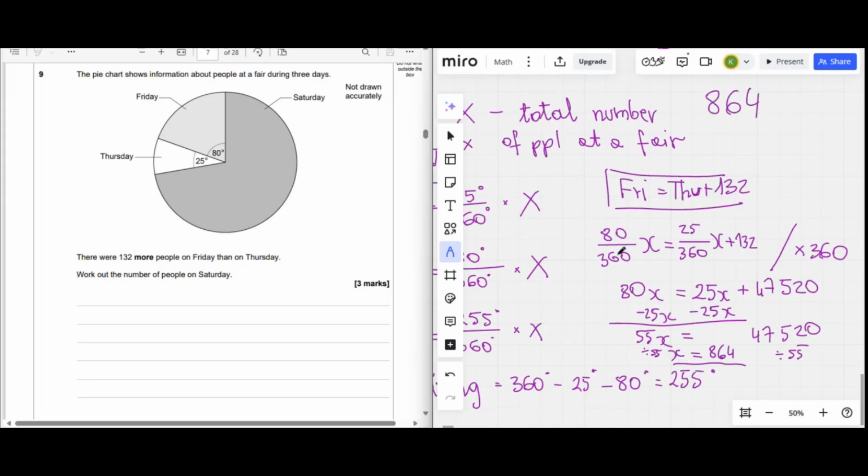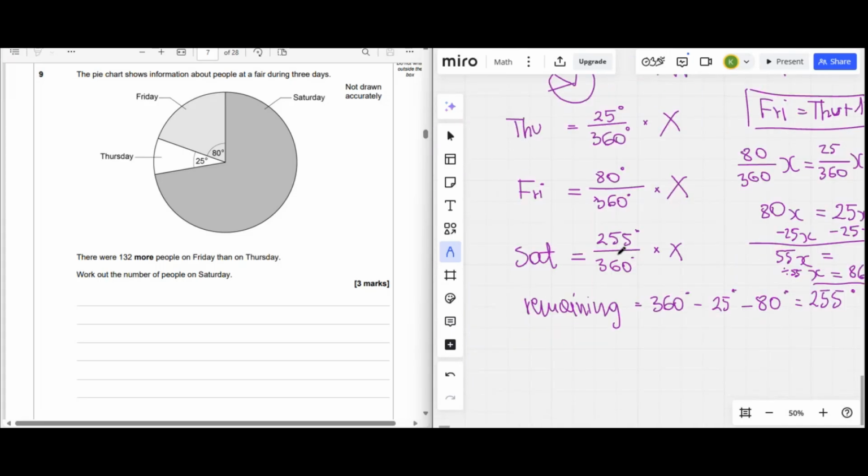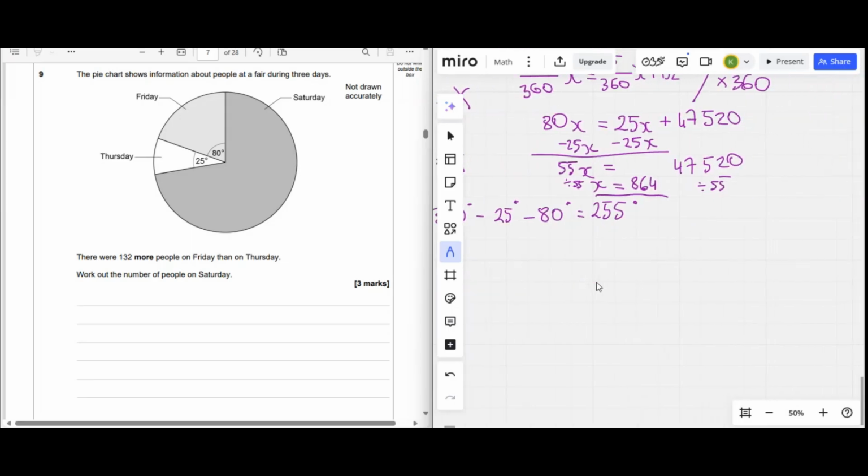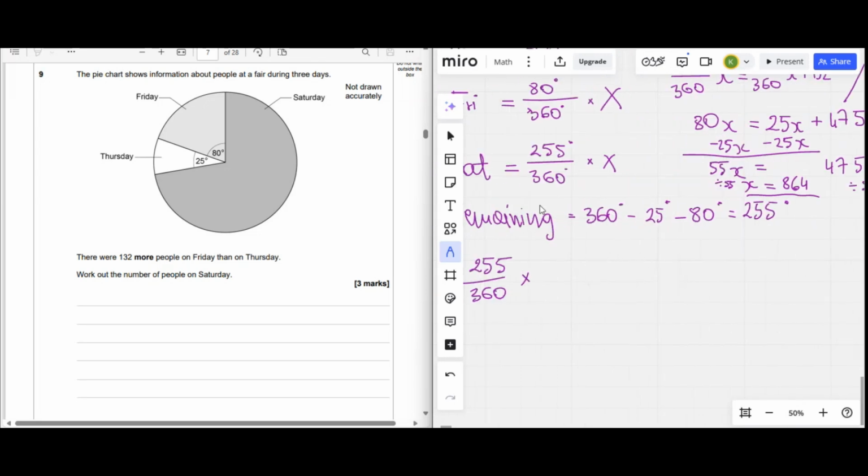So going back to Saturday, our fraction being 255 over 360 times that x that we just found out, 864.